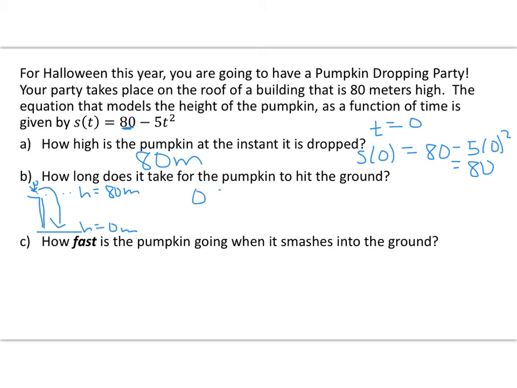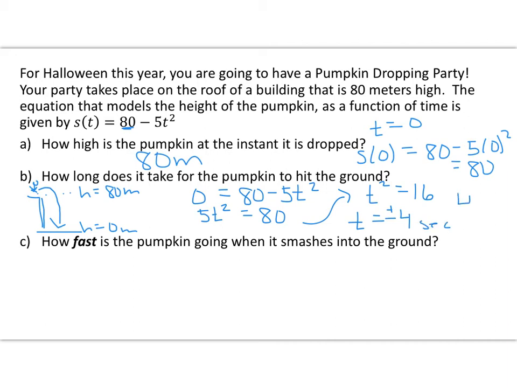So to solve for that time, I have 0 equals 80 minus 5t squared. I added 5t squared to both sides, so 5t squared equals 80. Divided both sides by 5, so I have t squared equals 16. I take the square root of both sides, I get t equals plus or minus 4. This is in seconds. I can't have negative seconds, so I know that my answer is positive 4 seconds. I can't go backwards in time, so I can't have negative time. All right, so we know how long it takes to get there.